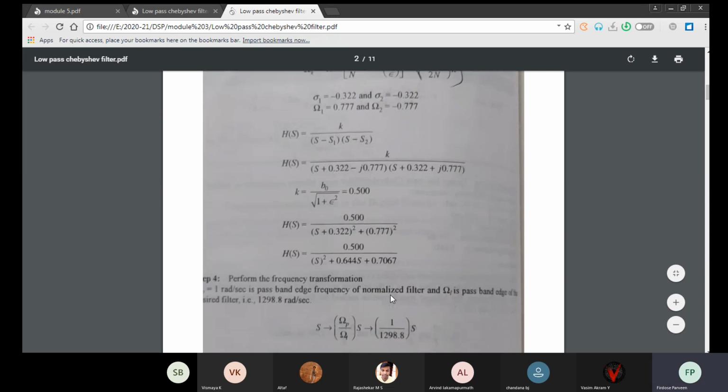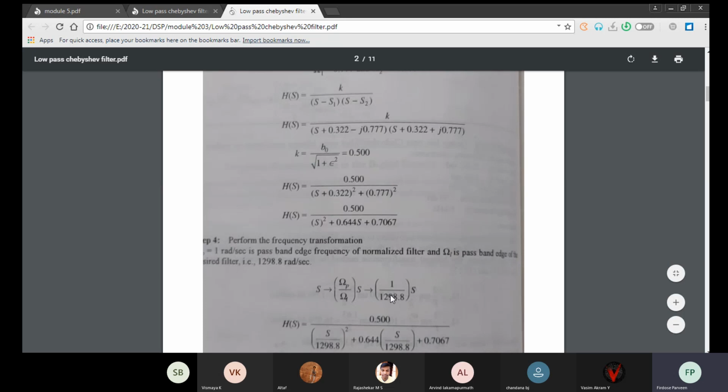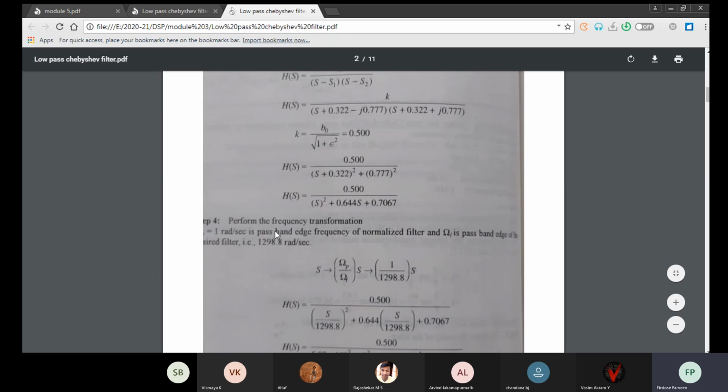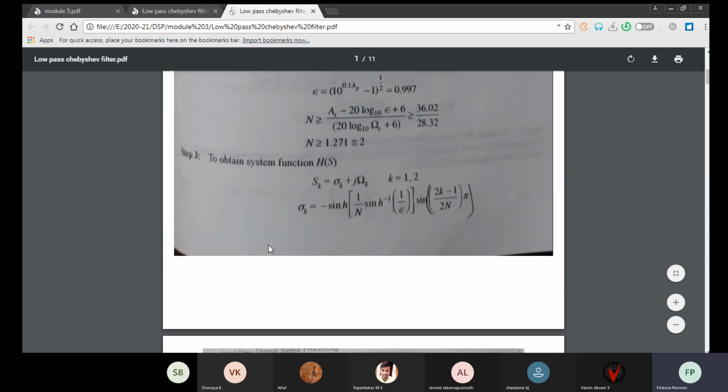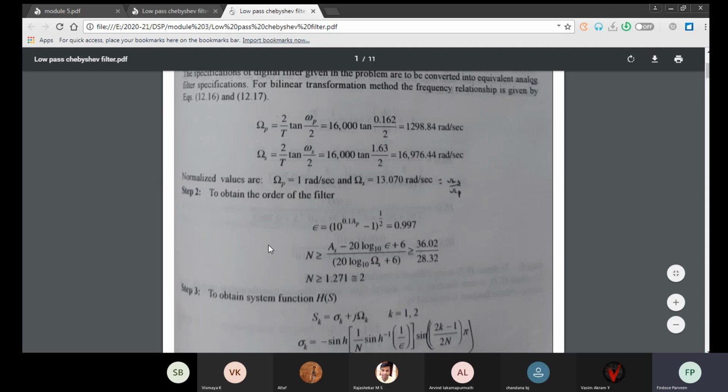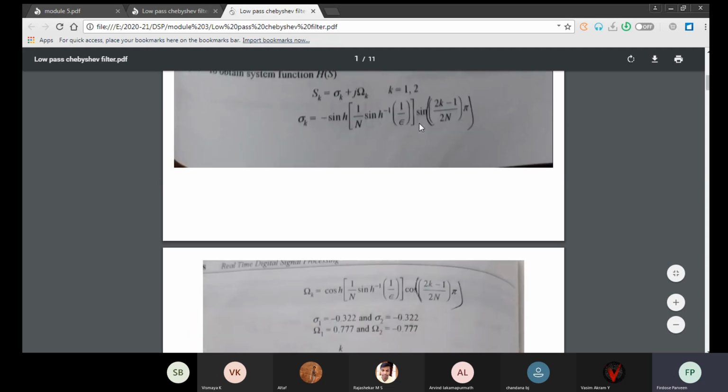Now perform the frequency transformation. Omega p is equal to 1 radian per second, which is the passband edge frequency of the normalized filter, and omega L is the passband edge of the desired filter, that is 1298. So you have to replace S with omega p by omega L into S. Omega p we have taken as 1 radian per second. This one is what we have got in the pass band, which we take as omega L. Here, omega L is nothing but 1298. That we will substitute here.